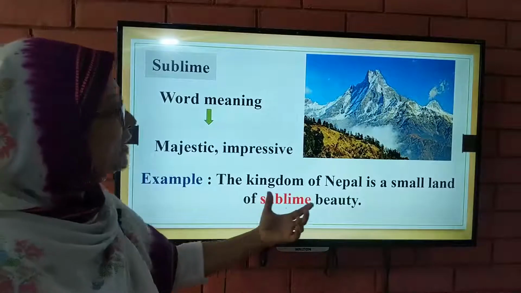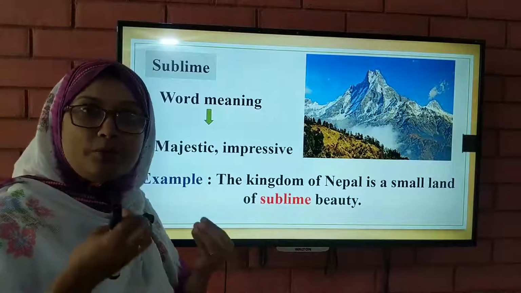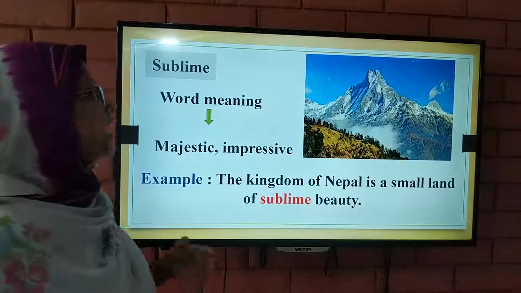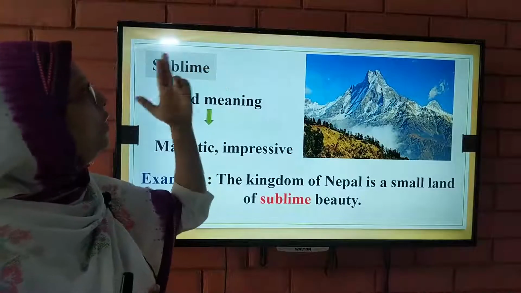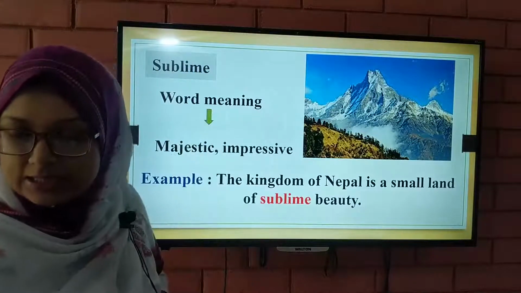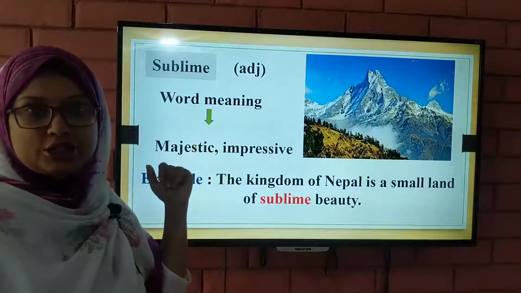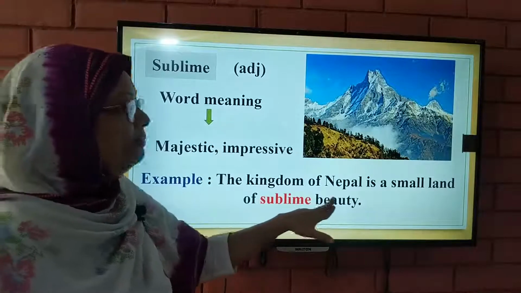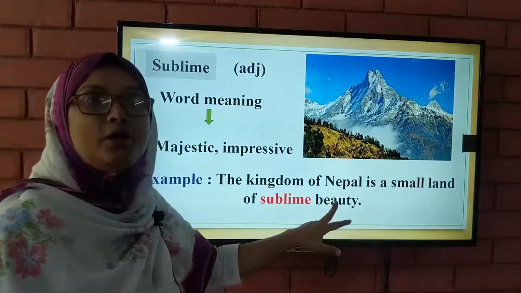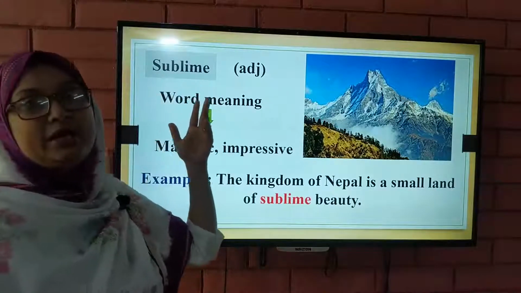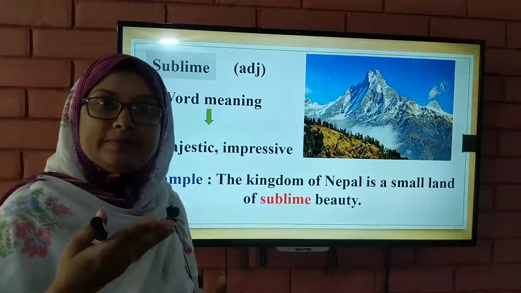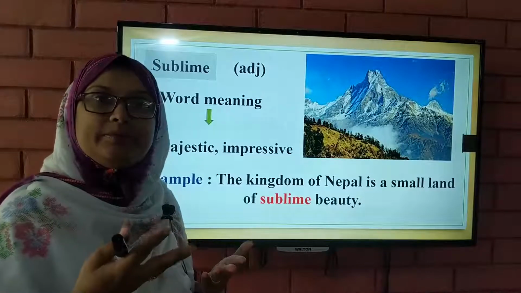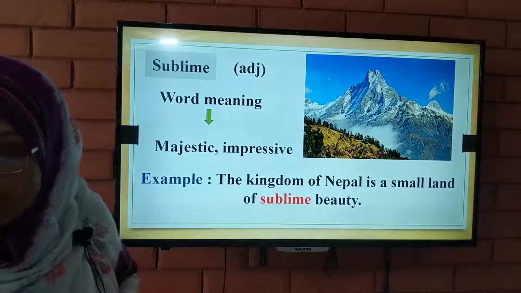So, what is sublime beauty? It is such beauty that one can be attracted. That is sublime. Now, can you say which part of speech this is? This is an adjective, because in sublime beauty, it modifies the noun. So, what is the word? Sublime. Can you repeat after me? Sublime. Yes, sublime. Repeat after me. Sublime. Good. Excellent. Now, let's move to the next word, heritage.